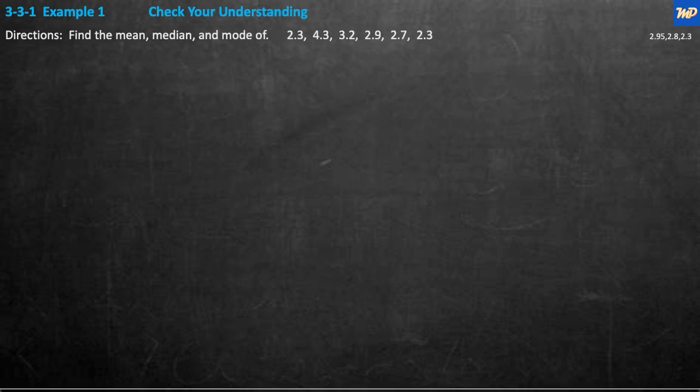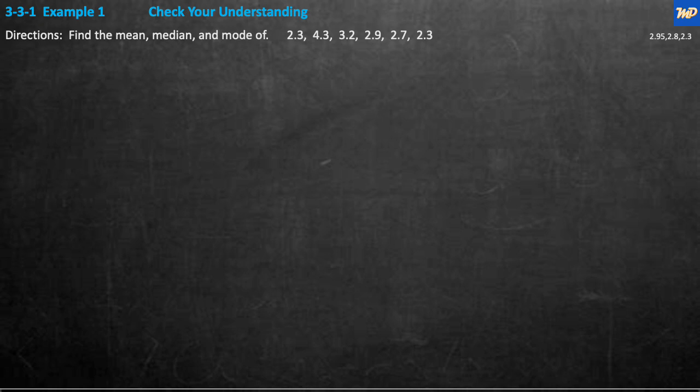Example 1, check your understanding. Find the mean, median, and mode of the data set 2.3, 4.3, 3.2, 2.9, 2.7, and 2.3. Okay, this is for you. This is your turn. Go off, stop the video, give it a shot. We're going to find the mean, the median, and the mode. When you come back, we'll do them together.